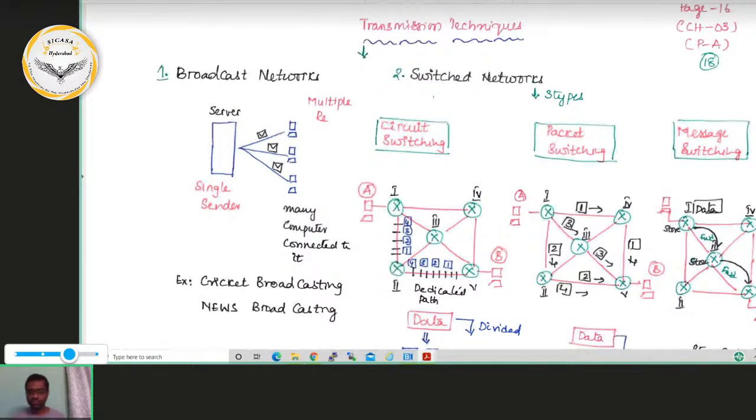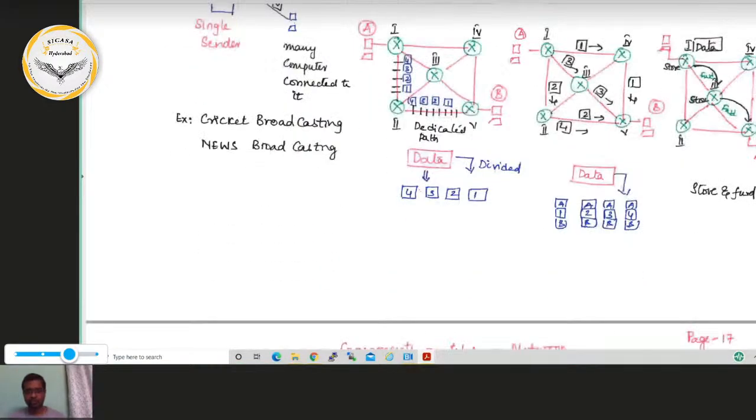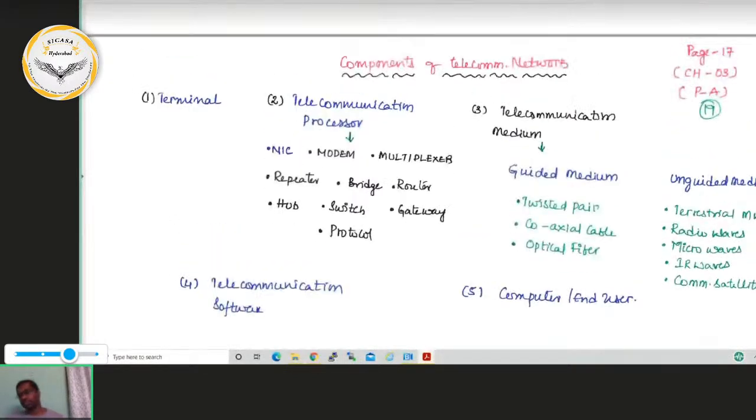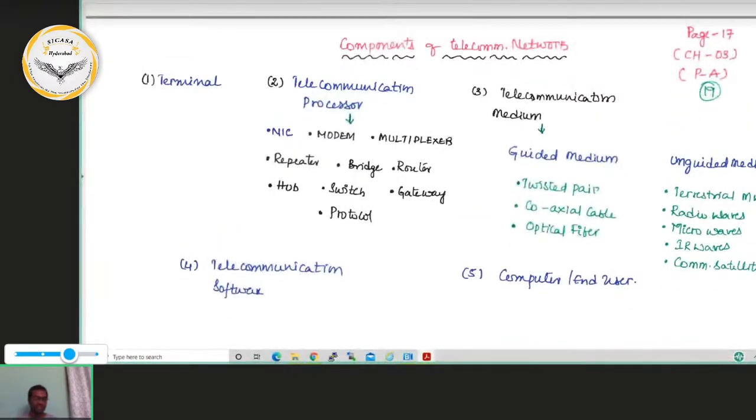So let us move to the next concept: components of telecommunication network. So how many components do we have, sir? In the initial part we studied only the basic components. Now we'll study them in detail. So how many components of telecommunication networks do we have? We have 5 components.